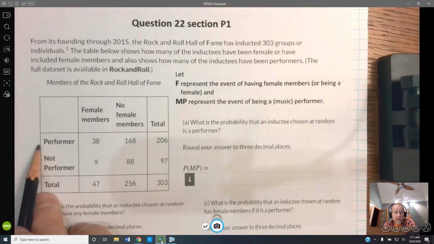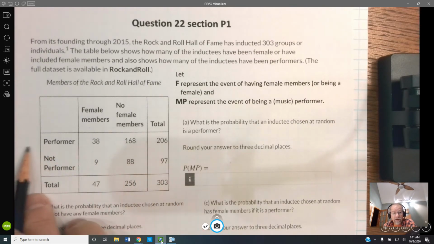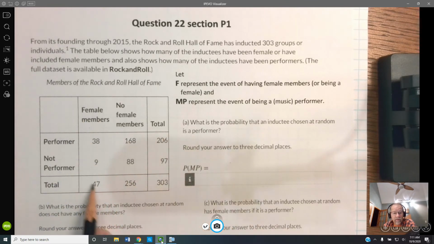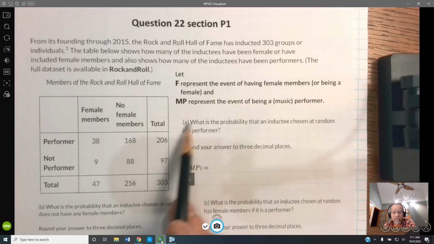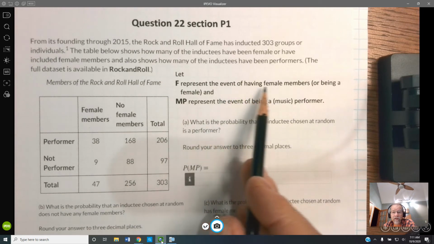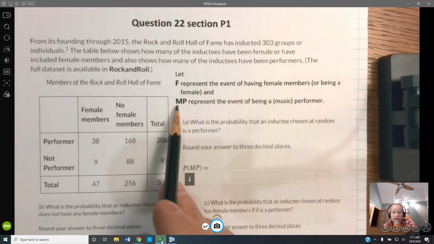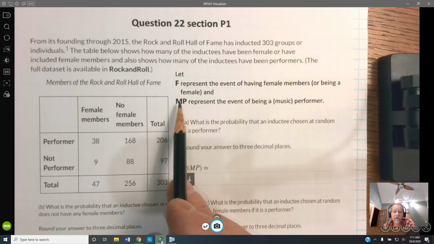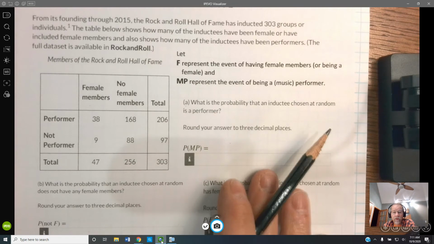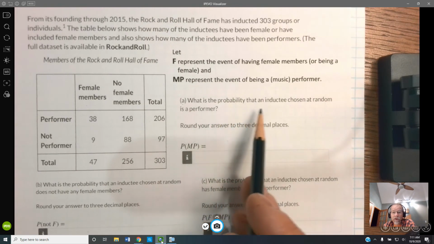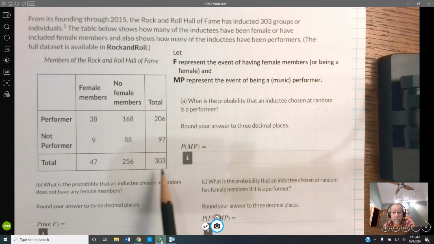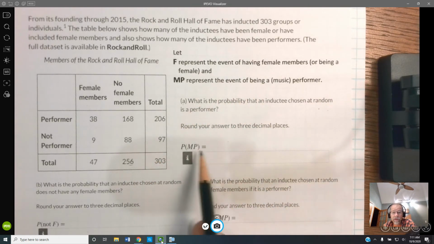Now, first of all, think about this event. This is the entire event. If I look at this entire event, all of these people were performers. All of these people were female. All of these people are in here. Let's start with letter A. It says, let F represent the event of having female members, and let MP represent the event of being a performer. They call it a music performer. So MP, music performer. So our first calculation is, what is the probability that an inductee chosen at random? So now when we choose at random, we're choosing out of all 303, is a performer. So that's it right there.